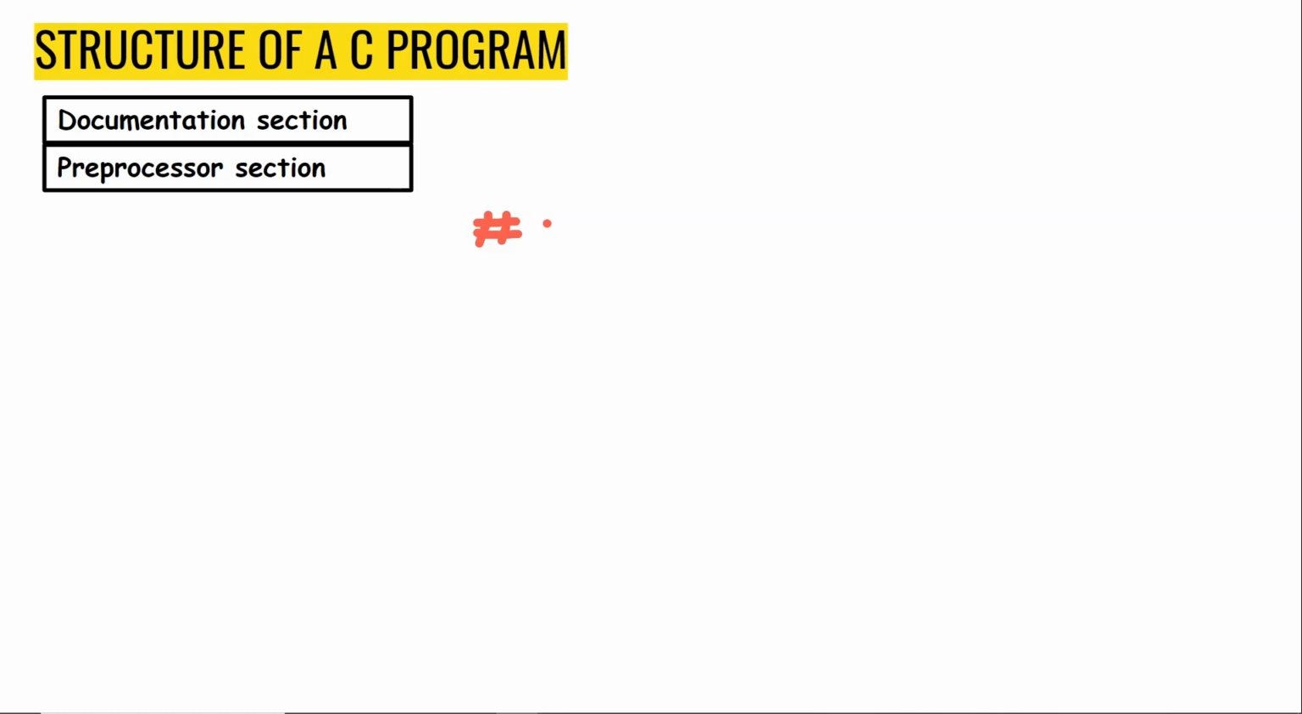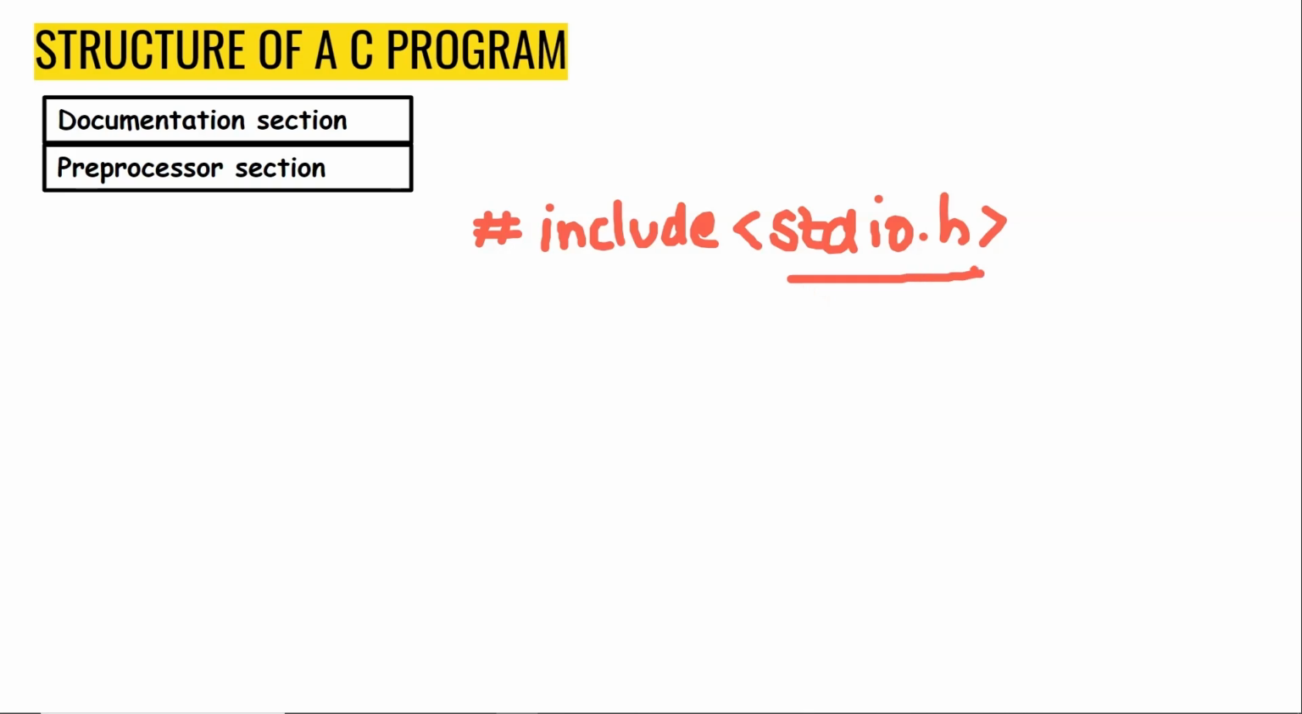So for example, hash include, angle bracket, within that you have to write the header file stdio.h. In this example, it is a preprocessor directive statement, hash include. Here stdio is a header file which has the function definitions for your standard input and output functions. So that is included in our program.